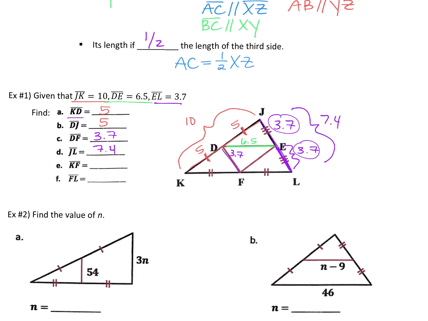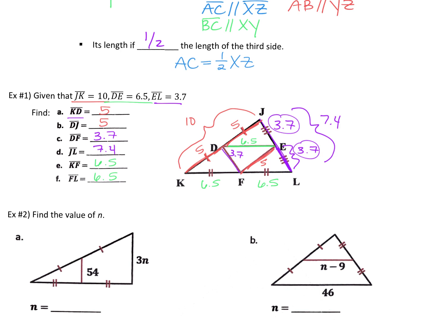So does that mean FE would be 5? Yes, FE is 5. Yes, FE, this length here, is going to be the same as each of these pieces. The whole thing is 10, so the half of it is 5. What's KF? 6.5. And then FL would be the same thing, 6.5.